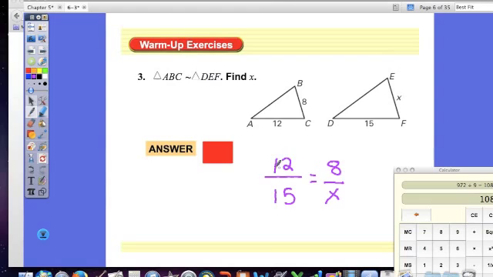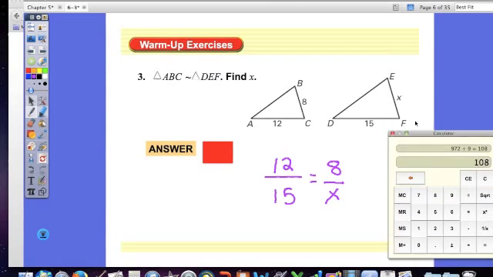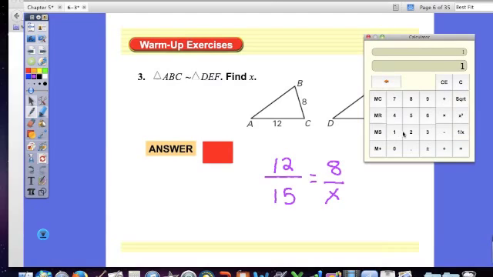Well, I can actually cross multiply. That's what I'm going to do. I could look at the ratios, but I love proportions. So I'm going to have 12x, 8 times 15 is 120. So x is equal to 10.